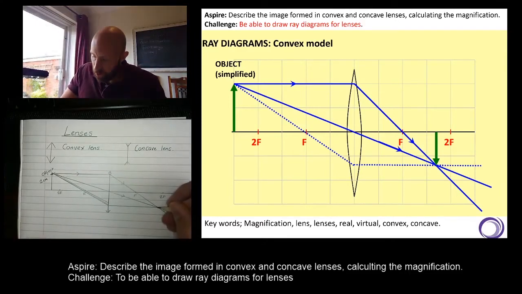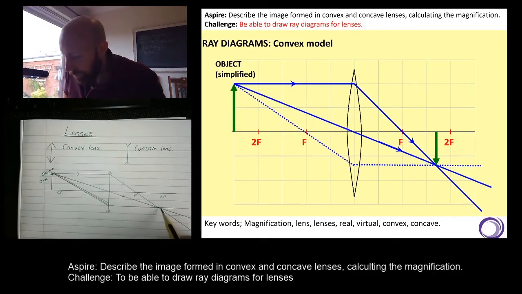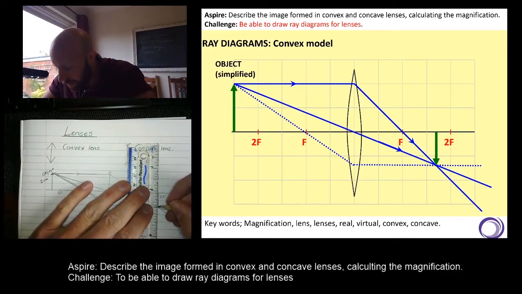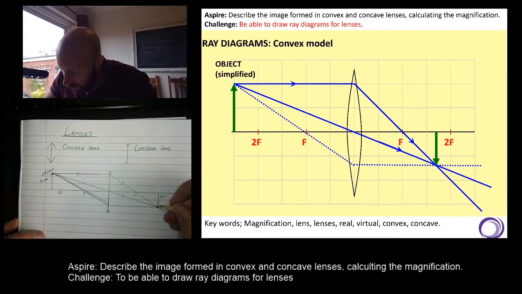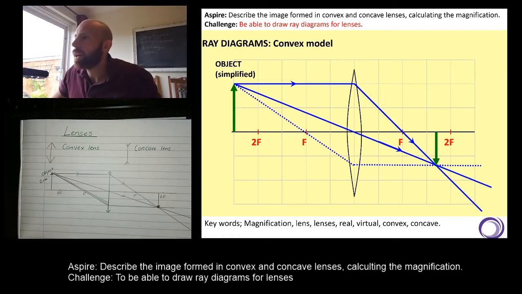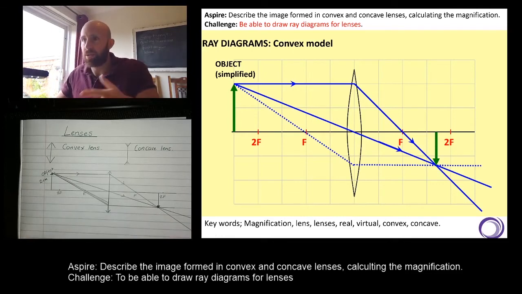Now we can see that all of our points are focusing there. So that was the top of the object, and this one here must be the top of the image. So we're going to draw our line down, and put our arrowhead in as well, so it looks exactly the same. And as you see here, this is the image that is produced. So let's have a look at this image, because the specification says that we have to be able to describe the image formed in convex and concave lenses. So this is a convex lens, and this is the image formed. So let's try and describe that image.